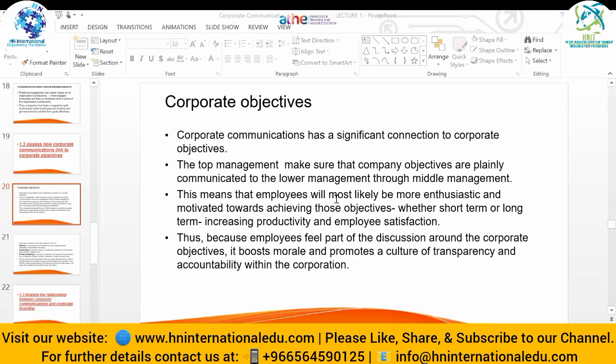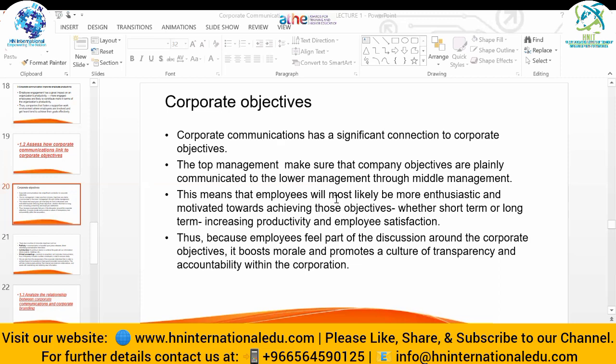Now again, these three things, transparency, accountability and security, are very important in the corporate society. When these three elements are present, ultimately the communication is going to get better and we will achieve the goals as well.